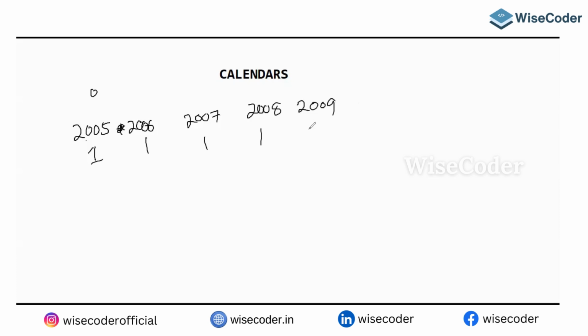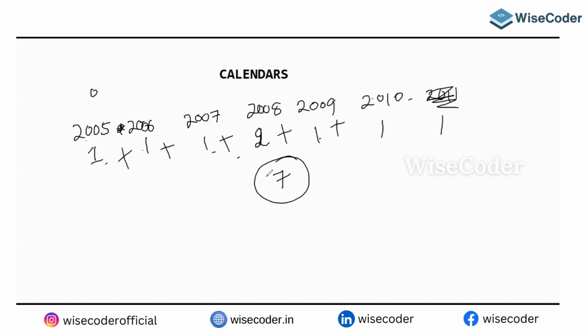2009, 1. 2010, 1. So 1, 2, 3, 4, 5, 6. Wait a minute, I made a mistake. 2008 has 2, so 1, 2, 3, 4, 5, 6, and 2010 is 1, so the total is 7. When you get 7, the same calendar will appear.